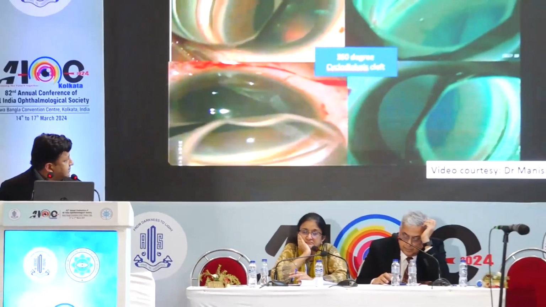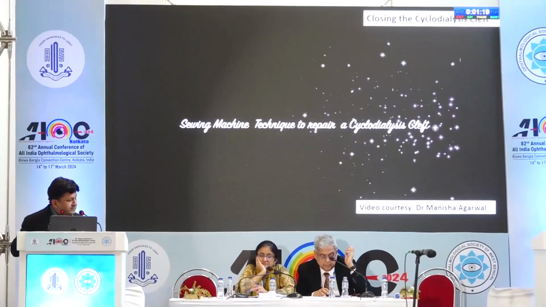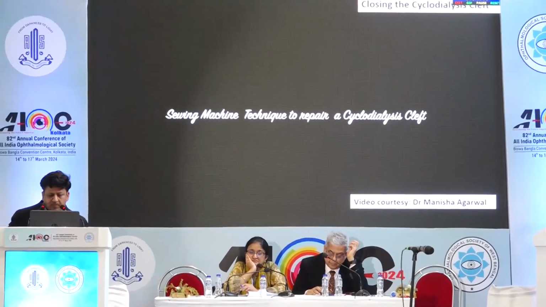This is a video by Dr. Manisha Agarwal on how to repair the cyclodialysis cleft if it is present. Injury to the right eye, with vision of 6/24, N24, and a pressure of 2 millimeters of mercury. There was subluxated lens and hypotony maculopathy. There was a 360-degree cyclodialysis cleft. We present the sewing machine technique to repair a cyclodialysis cleft.